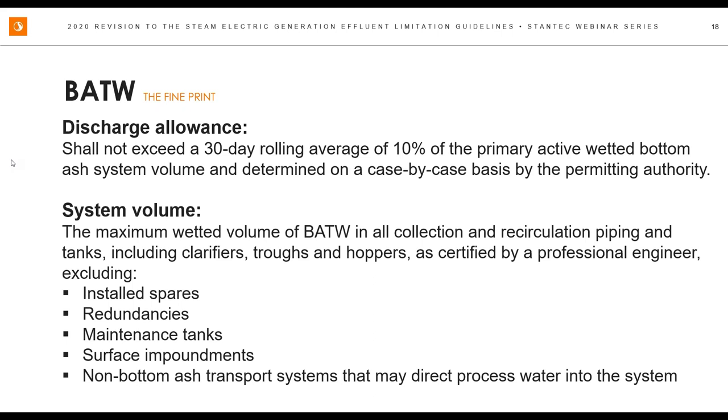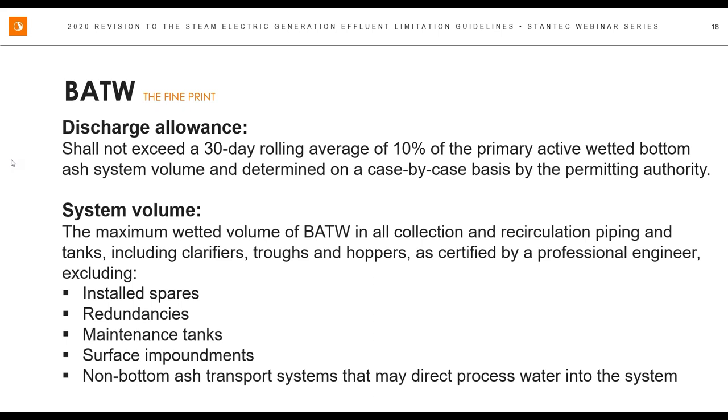The system volume shall be the maximum wetted volume, and that wetted again, of bottom ash transport water in all collection and recirculation piping and tanks, including clarifiers, troughs, hoppers, as certified by a professional engineer, excluding your installed spares, your redundancies, your maintenance tanks, any surface impoundments, and non-bottom ash transport systems that may direct process water into the system. So these are your exceptions.